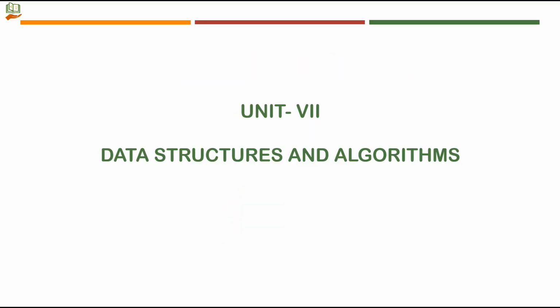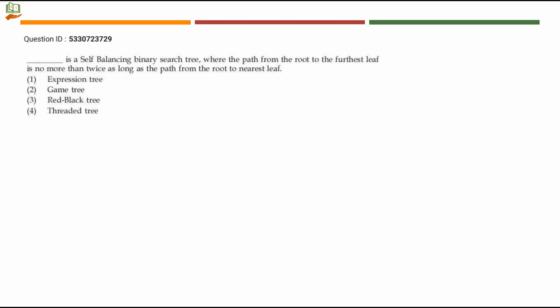Let's solve Unit 7 Data Structures and Algorithms questions. Which is a self-balancing binary search tree where the path from the root to the furthest leaf is no more than twice as long as the path from the root to the nearest leaf? Just by looking at the option and the syllabus, you can find the answer is going to be red-black tree. There are two parameters here, root to the nearest leaf and root to the furthest leaf, and they say the path is no more than twice, so it is less than or equal to 2 times the path from the root to the nearest leaf.